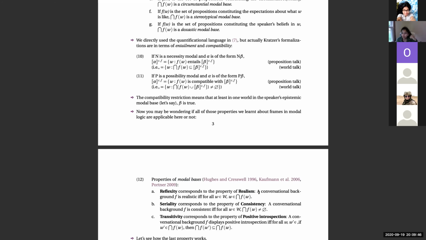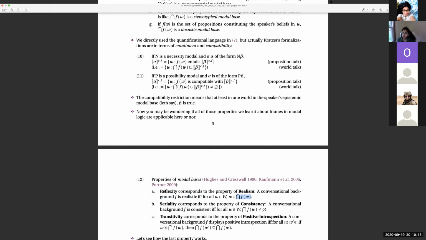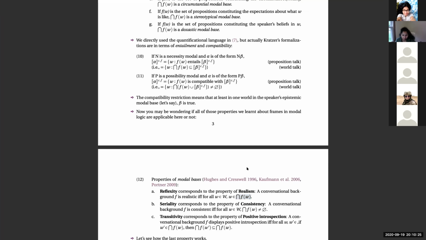Can anyone tell me what kind of modal base this will correspond to? Like bulletic, epistemic, deontic? Think about what kind of accessibility relation satisfies reflexivity. Am I still online or have I been disconnected? Okay, someone is going to speak. Epistemic. People are saying epistemic on the chat group. Rhythm says epistemic, right.